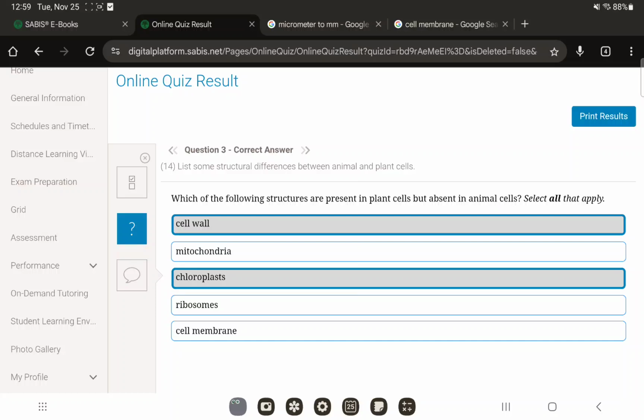Next question. Which of the following structures are present in plant cells but absent in animal cells? One way to memorize this is to check the chart that they made in ebooks, which basically just says that chloroplasts, cell walls, and starch granules are absent in animal cells yet present in plant cells. And then everything else except for lysosomes are in plant cells and animal cells. And then lysosomes are only in animal cells.